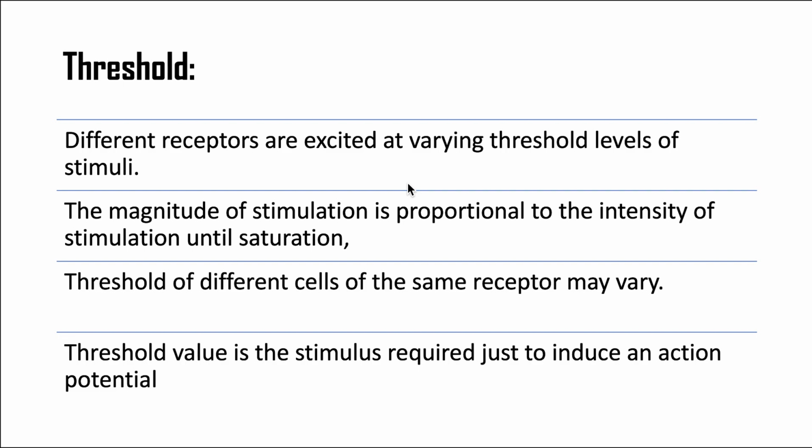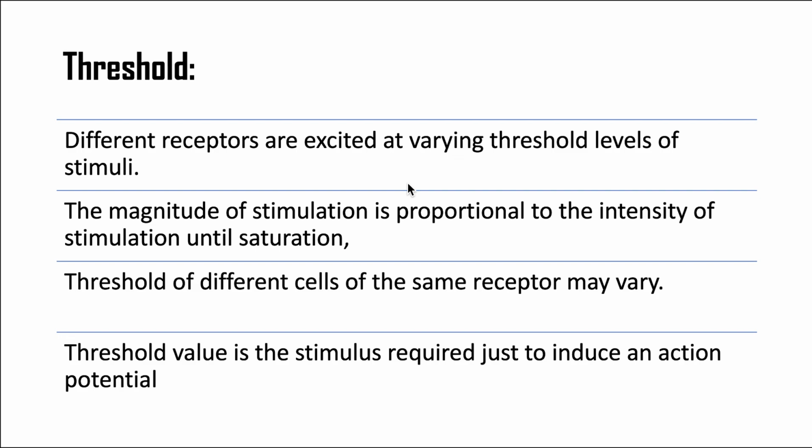So different cells may have different thresholds, like the rods and the cones. We are going to see them in the eye. The rods have really low threshold levels, but the cones have high threshold levels. One of the reasons why rods can see in dim light is because they have low threshold levels, but cones can only perceive light and color when they receive high stimulation, because they have a high threshold level. The value of the threshold must be reached for an action potential to be generated.